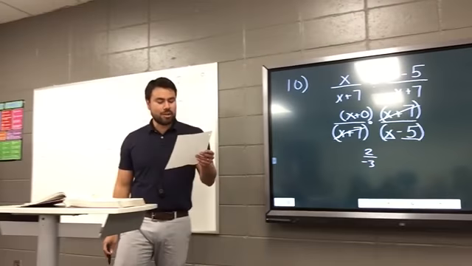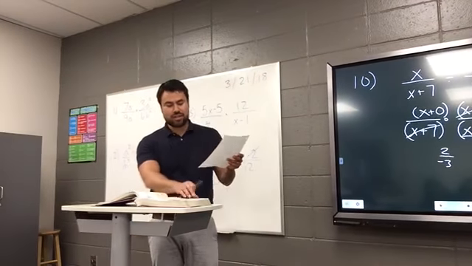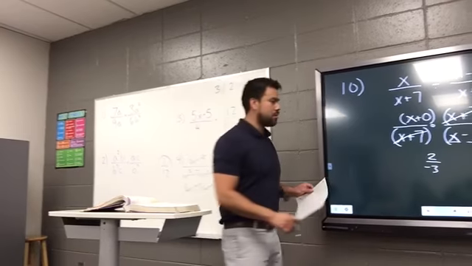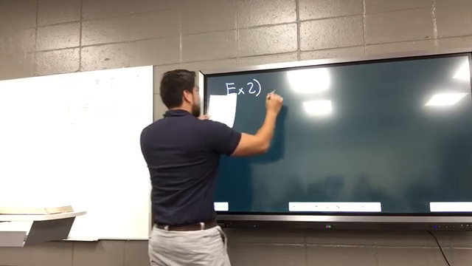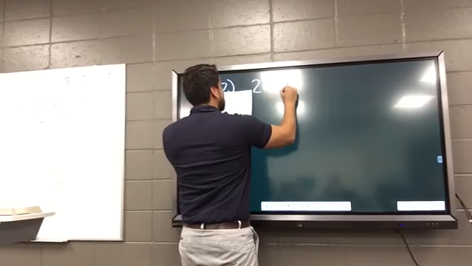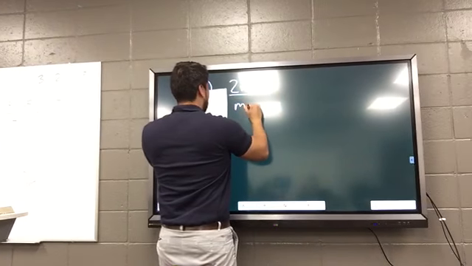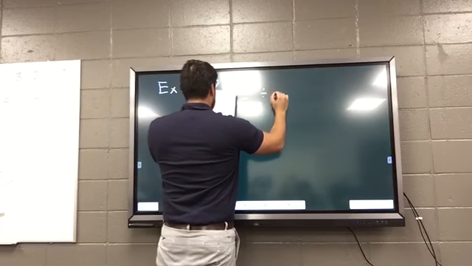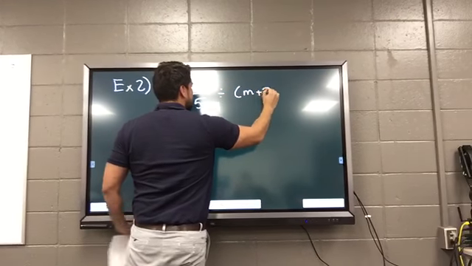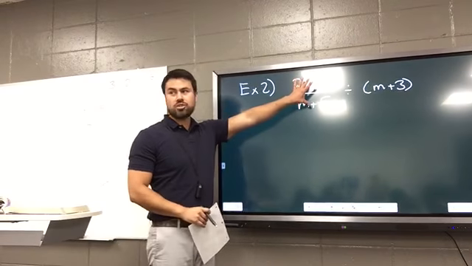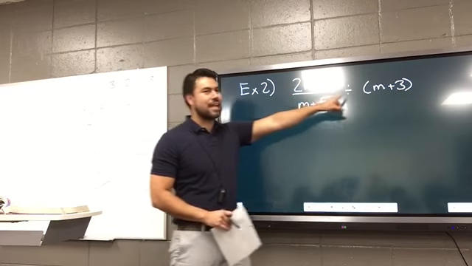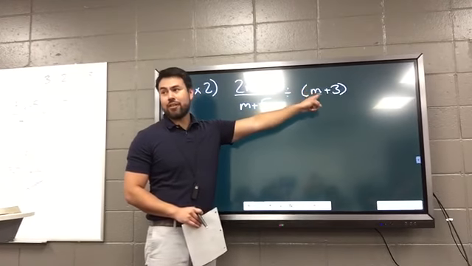Okay, example number 2, back to page 671. Example number 2, they do get a little bit more complicated, but nothing beyond your capabilities. So I have 2m plus 6 over m plus 5 divided by m plus 3. This is a rational expression, it's a fraction, but that second number is not a fraction, is it?